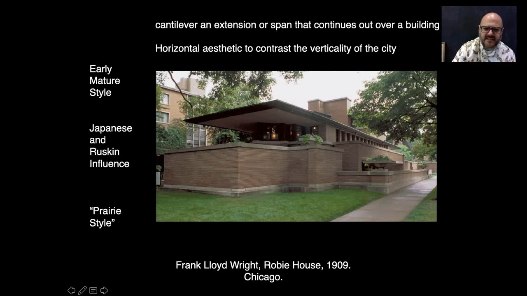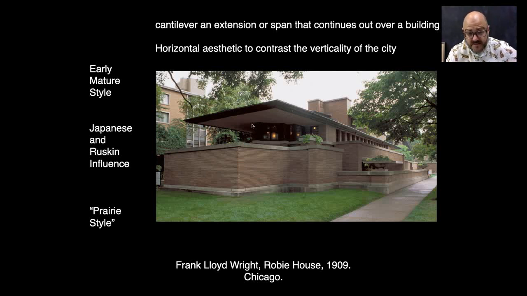Vocab word: cantilever. This is cantilevered right here, which we see in a lot of Frank Lloyd Wright's work, especially in his mature work like Fallingwater in Pennsylvania. Cantilever means an extension or a span that continues out or juts out over a building. And you can have spaces below those and spaces above those. It's kind of like it's supported from within. Really new, interesting, innovative, and Frank Lloyd Wright uses it to great aesthetic, but also purposeful use in his work.